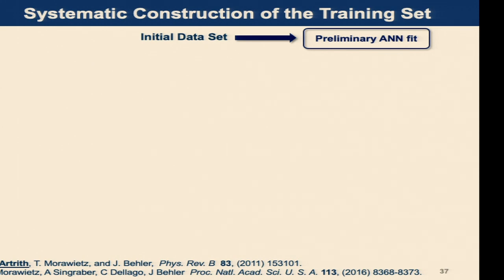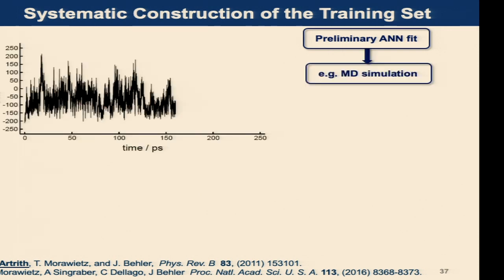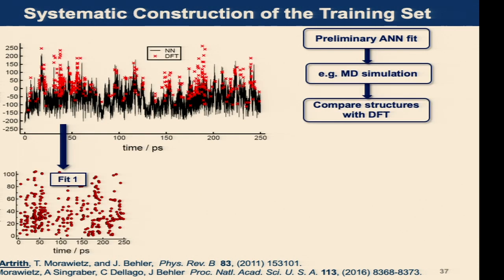How to construct neural network potentials or machine learning potentials. First, I would like to show you the systematic way that we do it. First, we have an initial reference data set, and then we do a preliminary construction of the neural network potential. And then we use the potential to perform the real MD simulation, or even MC simulation.